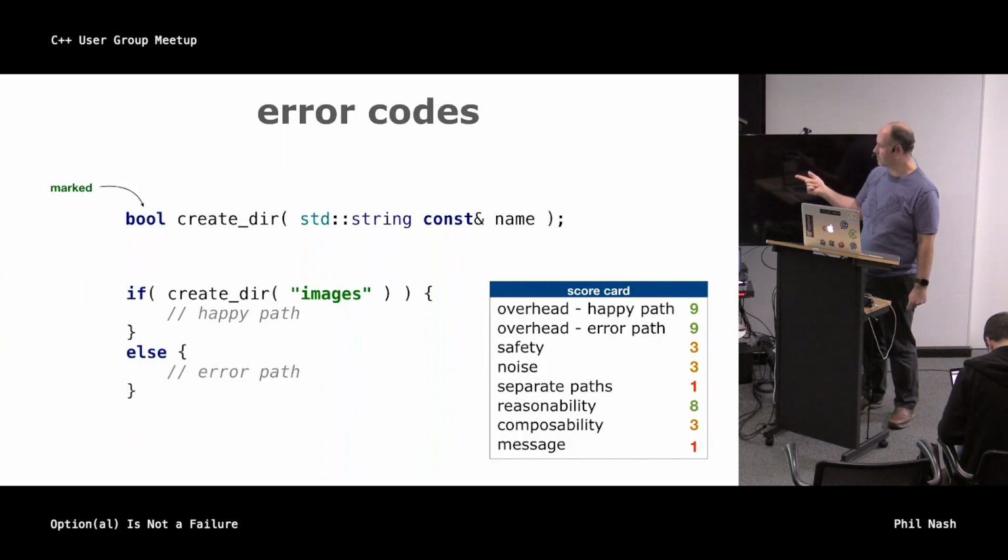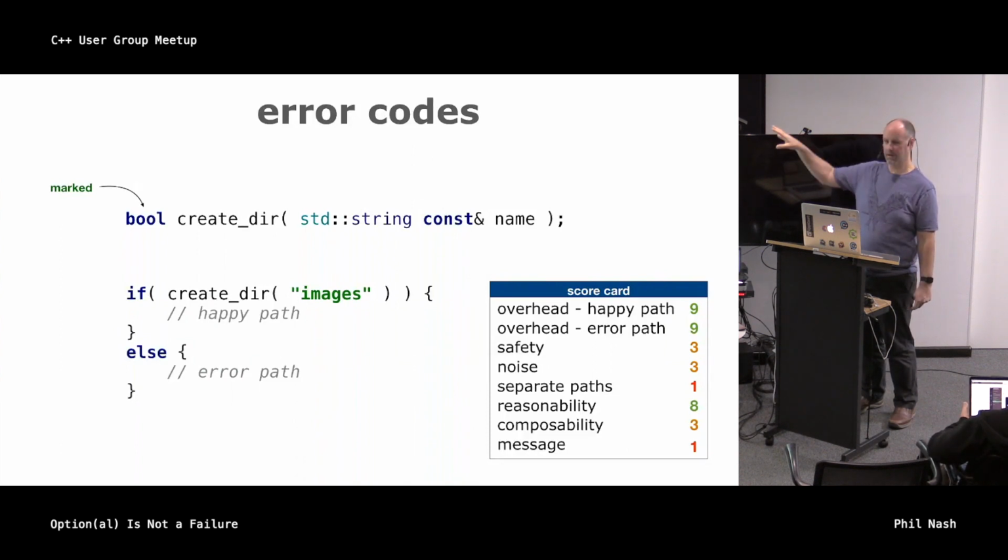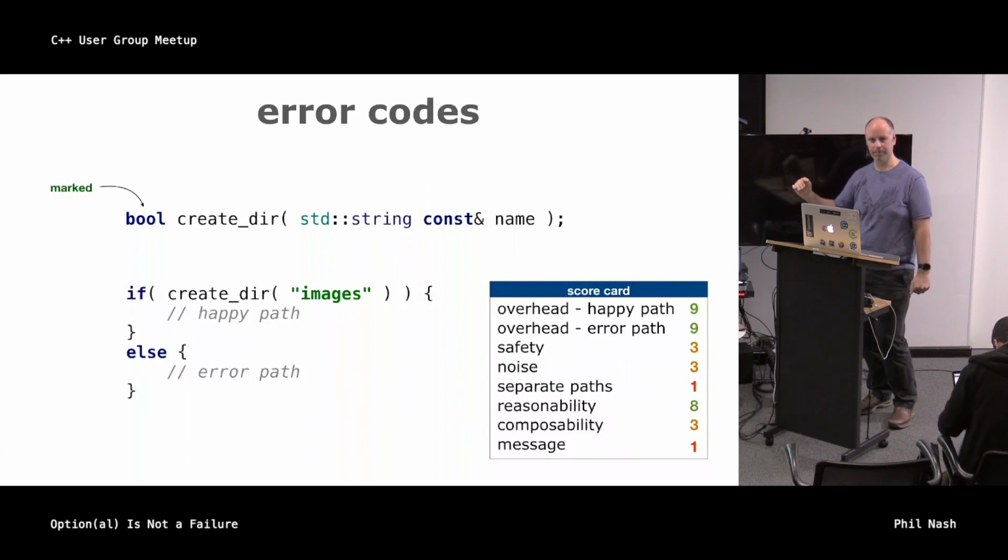It's also quite noisy because you're mixing control flow with error handling. And again, for the separate paths, that's the same. But reasonability is actually not bad. Again, because we can, by convention, infer that the Boolean indicates whether an error occurred, we can reason about that code, especially if we see the if statement in there. But composability suffers because we're using the return channel, the return type, for the error handling. We can't use it for anything else, so it gets in the way of composability. And of course, there's no additional information being conveyed, so the message score is low.